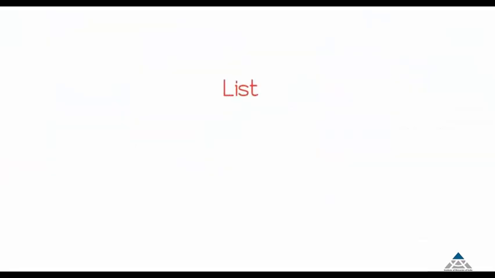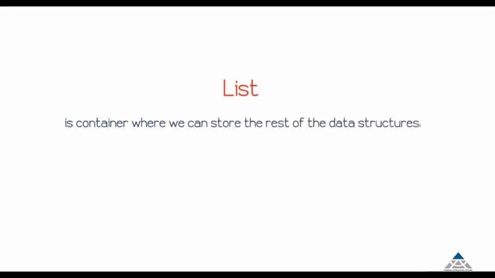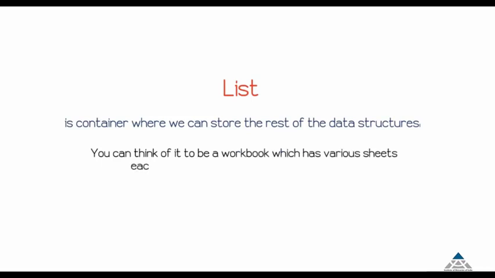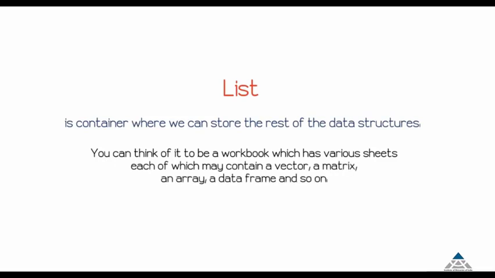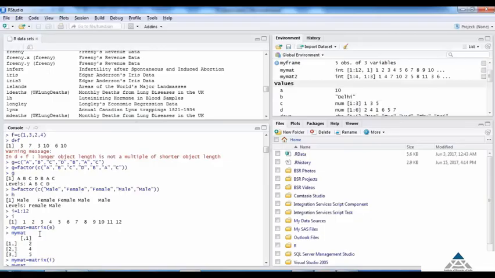Last data structure is list. List is that container where we can store the rest of the data structures. You can think of it to be a workbook which has various sheets, each of which may contain a vector, a matrix, an array, a data frame, and so on. For understanding, we'll make a list and store all the data structures that we have created in it.